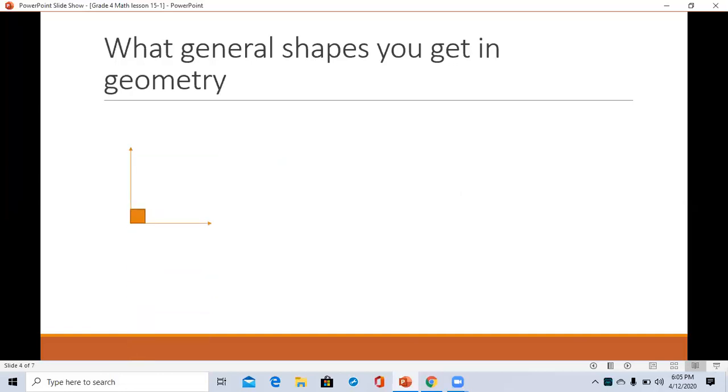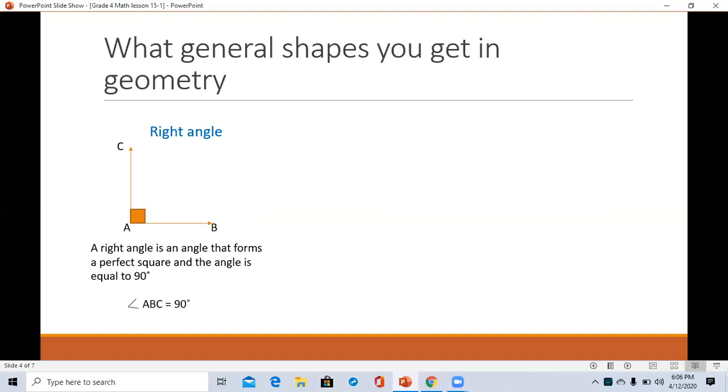When we look at this angle, we see there's a little square there, which means it is a right angle. We call this right angle ABC. A right angle is an angle that forms a perfect square, and the angle is equal to 90 degrees. When the angle does not have that little square, it means that it is not a right angle. It's either smaller or bigger than 90 degrees. When we name this right angle, we say that angle ABC is equal to 90 degrees.